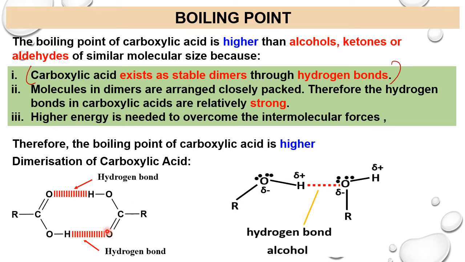Jadi macam saya cakap tadi, kalau soalan minta explain kenapa, awak akan kata carboxylic acid exists as stable dimers through hydrogen bond. This is the most important explanation. Jadi lepas tu yang second one ni awak tak letak pun tak apa. Awak terus kata higher energy is needed to overcome the intermolecular forces. Ini exist as stable dimers through hydrogen bond. Mesti ada hydrogen bond dekat sini.